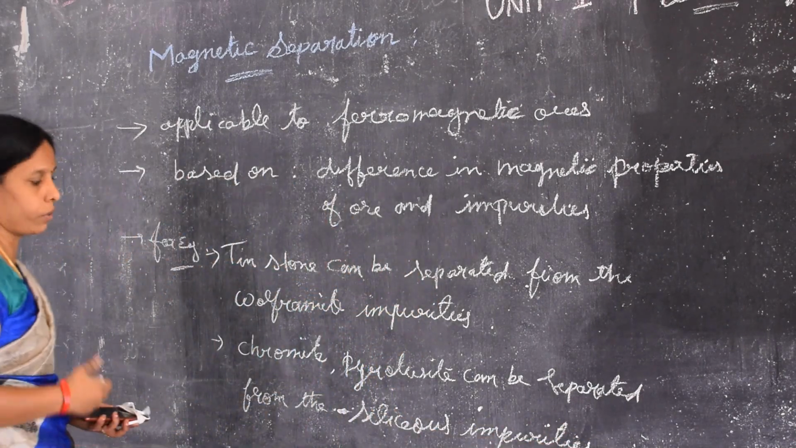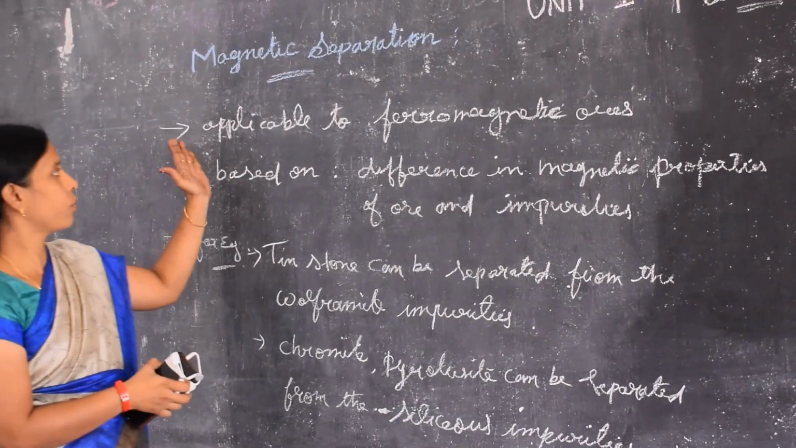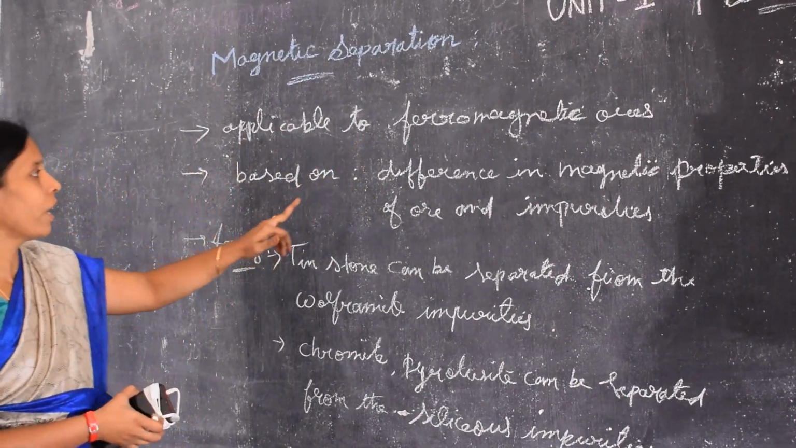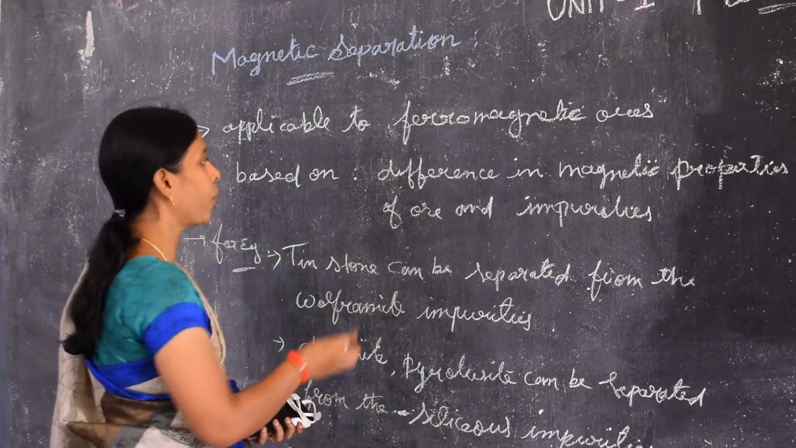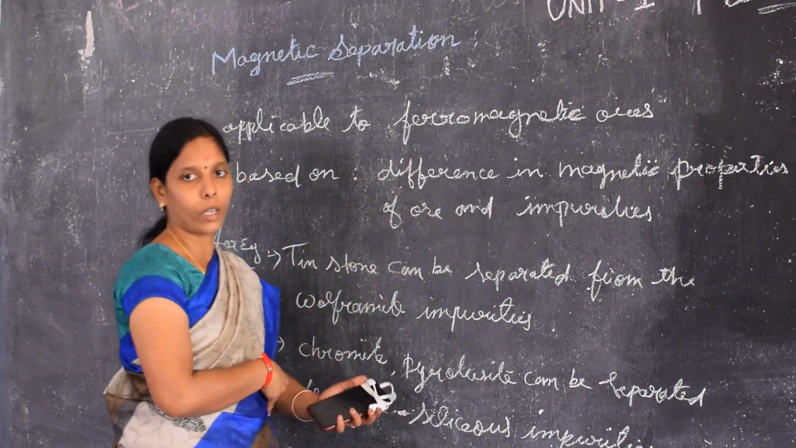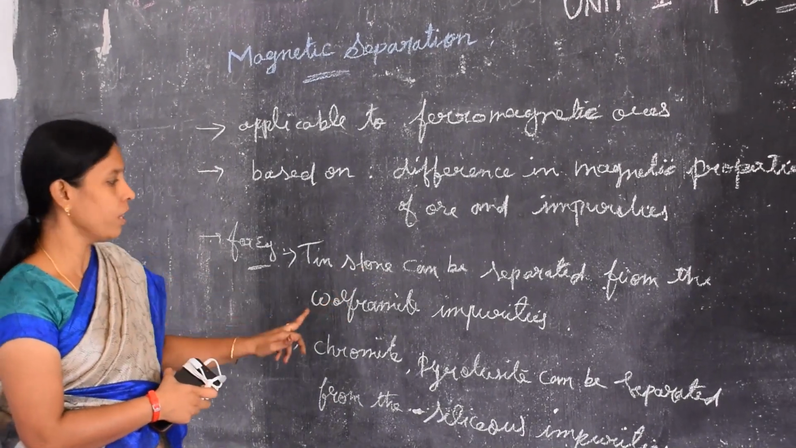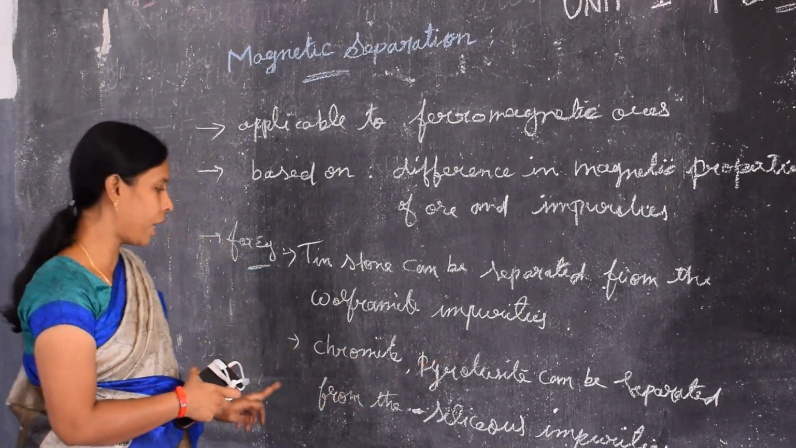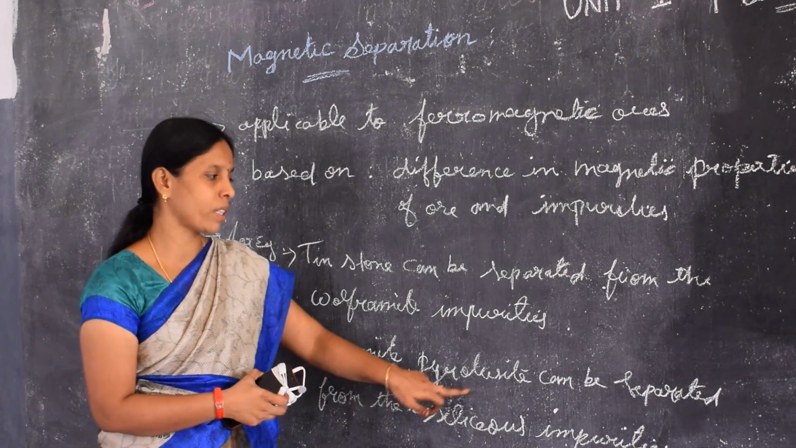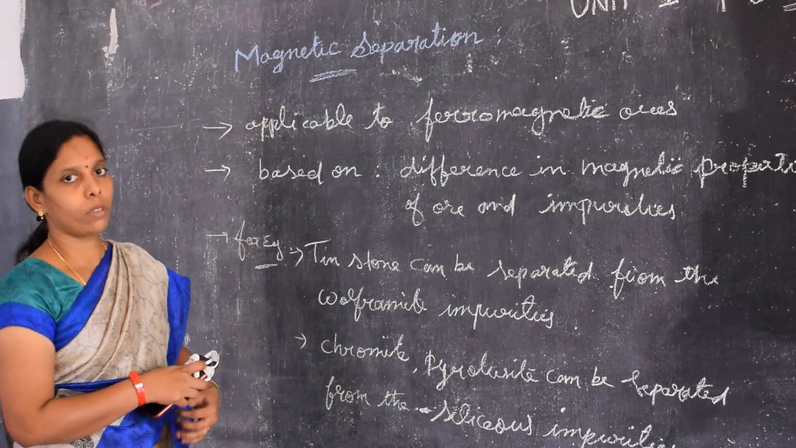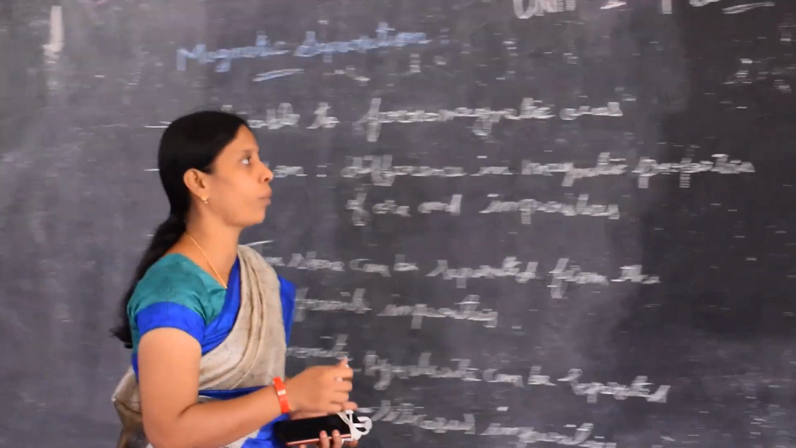So first, this process is applicable to ferromagnetic ores only and is based on a difference in magnetic properties of the ore and impurities. For example, tin stone can be separated from the wolframite impurities, and chromite and pyrolusite can be separated from the siliceous impurities by using this magnetic separation process.